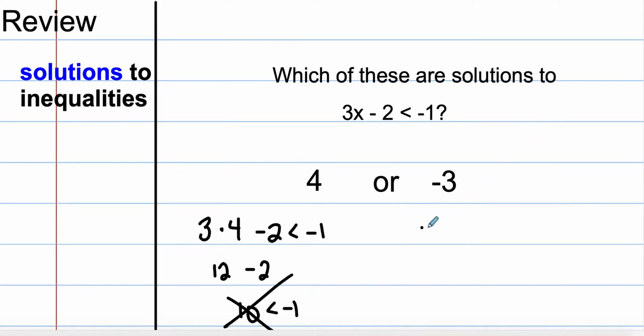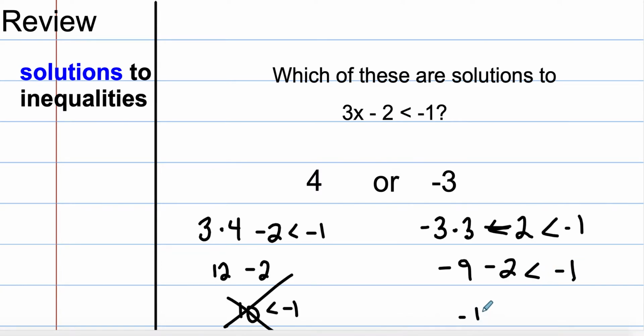Let's try -3. So 3 times -3, minus 2, is less than -1. 3 times -3 is -9. -9 minus 2 is -11. -11 is less than -1, and that is true, so it's -3.